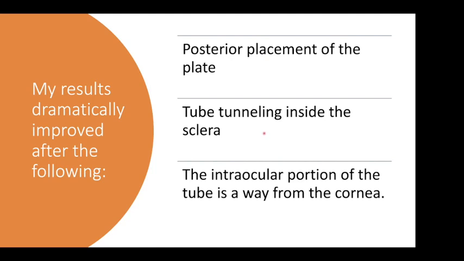Tunneling of the tube inside the sclera, so that nowadays I don't see scleral tube erosions or exposure. Definitely, I don't know in the long term, like after 5 or 10 years, what will happen, but the tubes are really good inside the scleral tunnels, and the intraocular part of the tube is away from the cornea. I got some cases of cornea decompensation because the direction of the tube could be towards the cornea, but nowadays I make sure it's towards the iris, or at least parallel to the iris. So I think these are some of the critical points that dramatically improved my outcome in dealing with the valves.